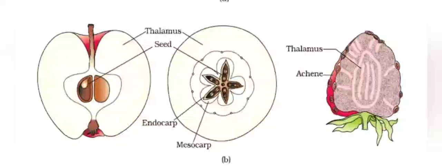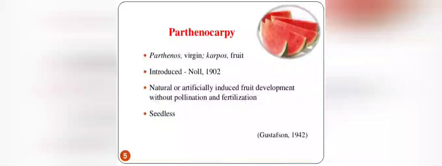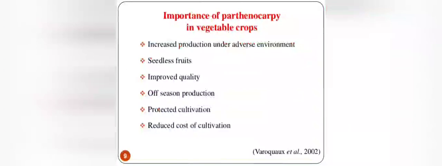Then if we compare the false fruit with the parthenocarpic fruit, parthenocarpic fruits are the fruits which are developed without fertilization. So they do not function in the process of reproduction. They are mainly for commercial purpose. Because there are no seeds, there are certain fruits where seeds are a nuisance, so we prefer the parthenocarpic fruits. For example, grapes, then oranges.